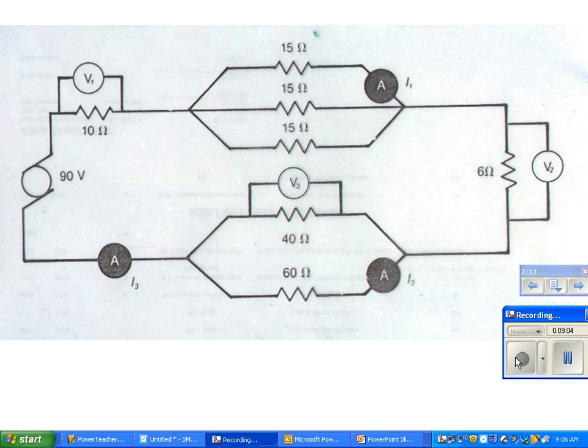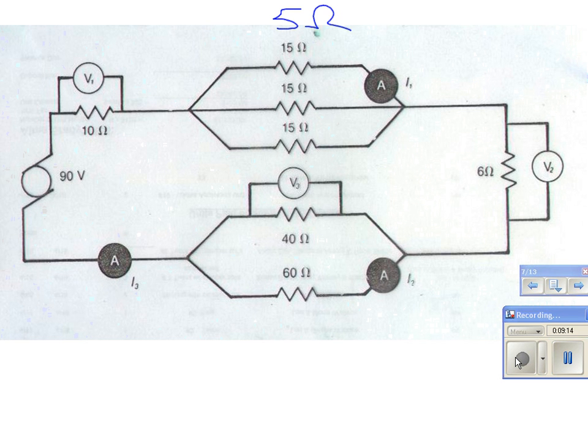And where do we start doing that? Let's start with the parallels. Great. So what do you get for this section here? This has an equivalent resistance of 5 ohms. And then how about this one down here? Everybody good on that part so far? Any problems? Great. Then how do you find the total resistance of the circuit?